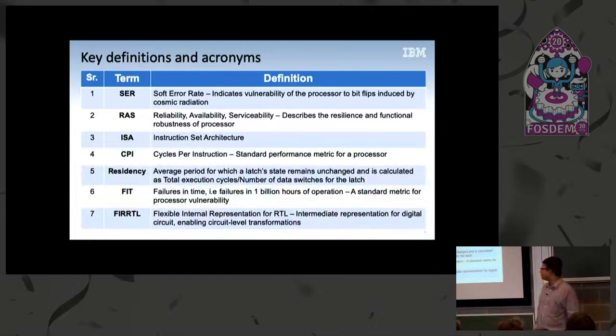And we evaluate it as the total number of execution cycles divided by the number of data switches in this case. Finally, we also have failures in time, which is the failures in 1 billion hours of operation. And that's an industry standard metric for determining processor vulnerability.